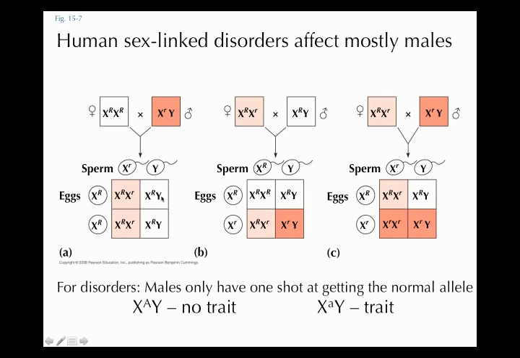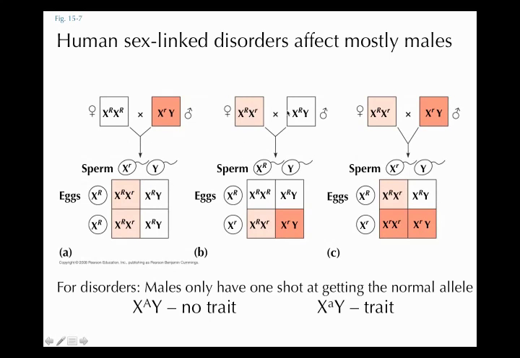On the other hand, the sons, you see that they are normal. They got their Y from their dad to make them a boy. So sons always get their X's from their moms. So in this case, mom has 2 normal copies, so all the sons will be normal.